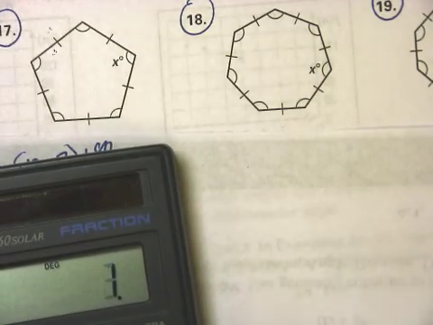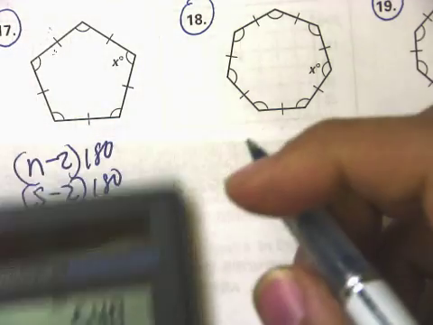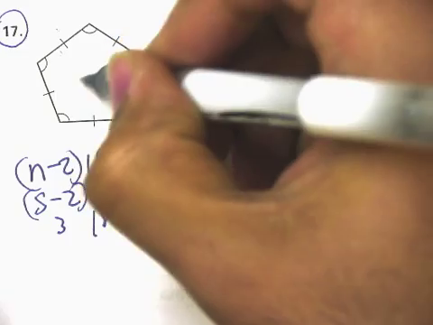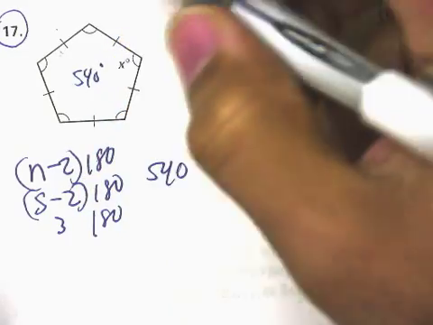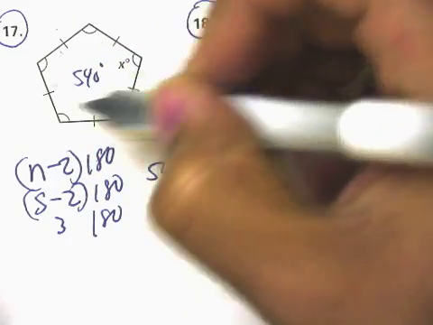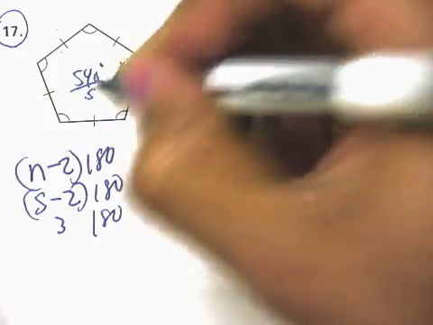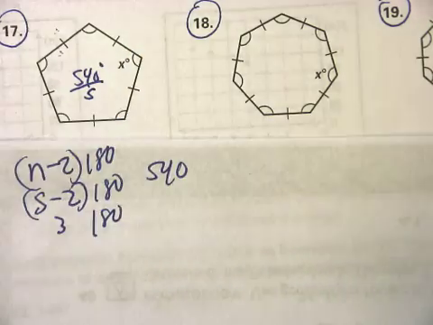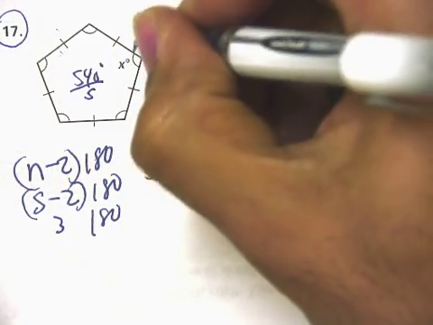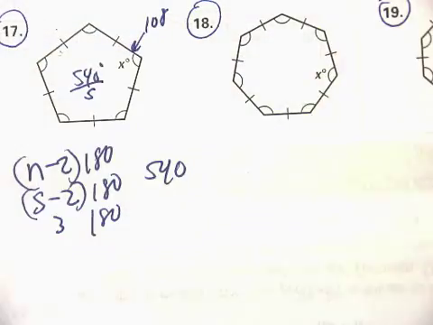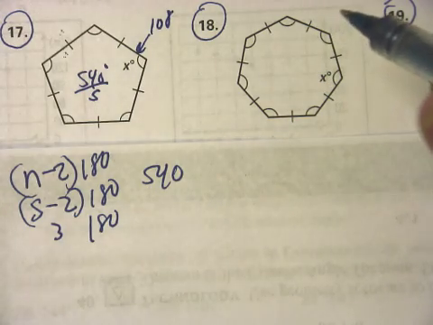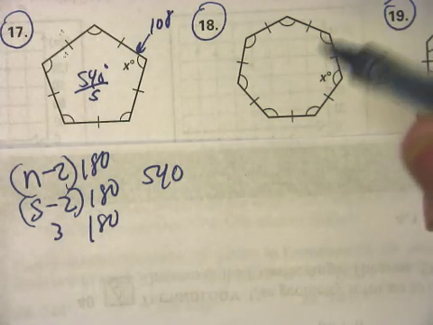So I have 3 times 180, which is 540. So I know that inside this polygon here, I should have 540 degrees. But all of the angles are equal. So all I have to do is divide 540 by 5. And that's going to give me 108. So x is equal to 108 degrees.